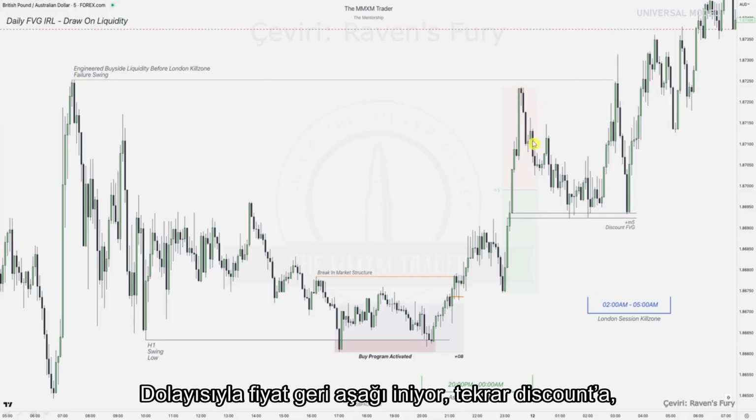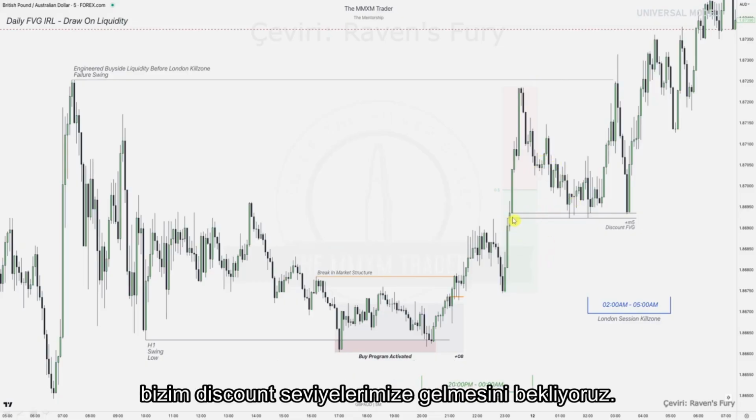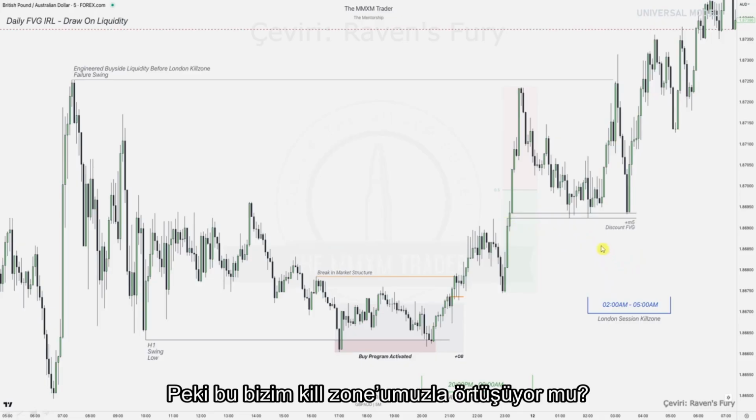So price goes back down, back into discount, right? Because at this low to this high, so from this premium high to this discount low, we wait for price to get in our discount levels, which is over here. We've got this beautiful 5-minute fair value gap in discount. Does it line up with our kill zone?